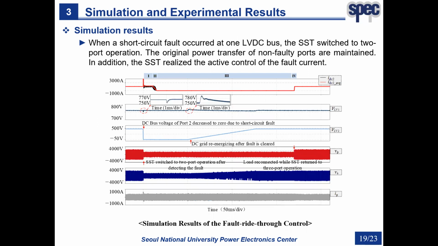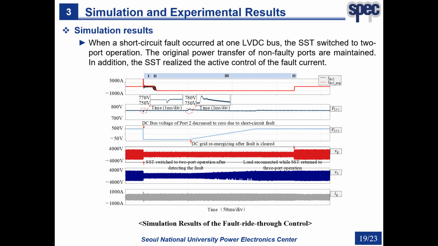And when the short circuit fault occurred at one LVDC bus, in this figure, port 2 is short-circuited. The SST switched to 2-port operation. The original power transfer of non-faulty ports were maintained. In addition, the SST realized the active control of the fault current according to the design pattern.